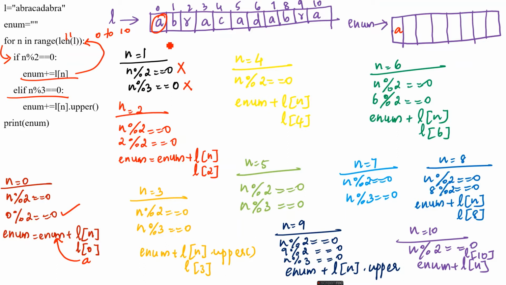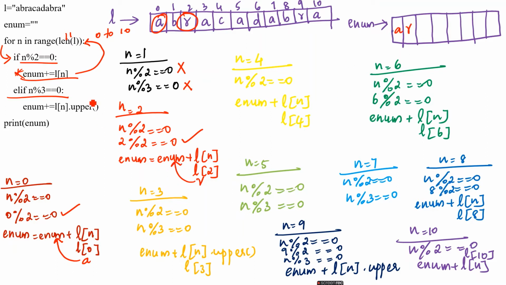Now the next value of n is 2. Now see, we are checking this condition. 2 mod 2 equal to 0. Condition true. So we have to execute this statement. Enum equal to enum plus L of n. L of n is L of 2. The value of L of 2 is R. So we have to join small letter R to the string enum. So R is added here.